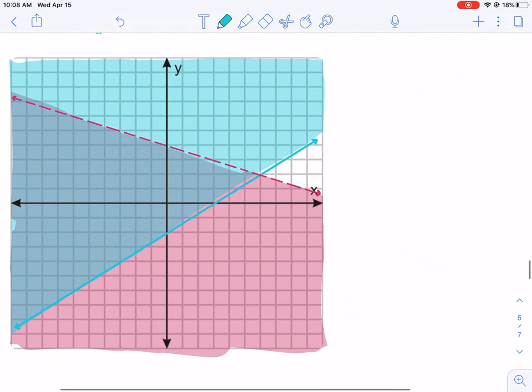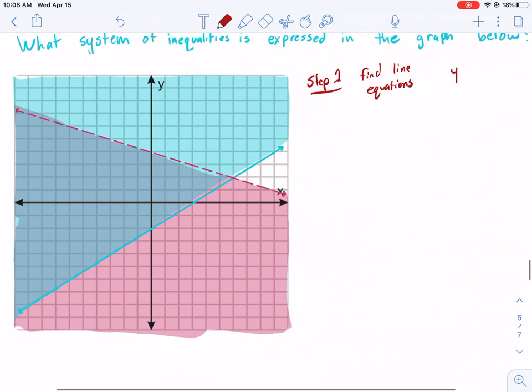So I'm going to pick the blue line, and the first thing I need to do is find the equation of the lines. Let me write that out for steps. Step 1, we are going to find line equations. For finding the equation of the line, you imagine that the inequality is not there. The line itself you can always write in the form y equals mx plus b, where b is your y-intercept and m is your slope.